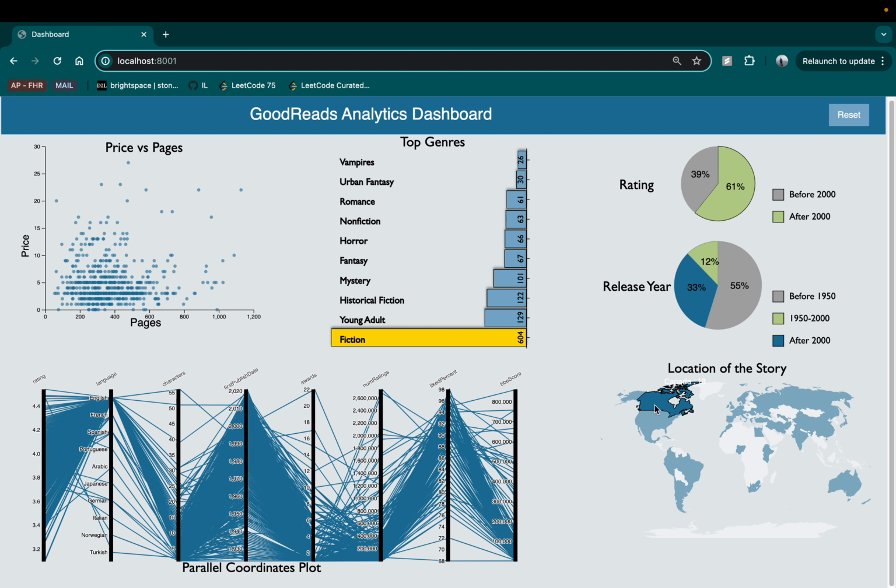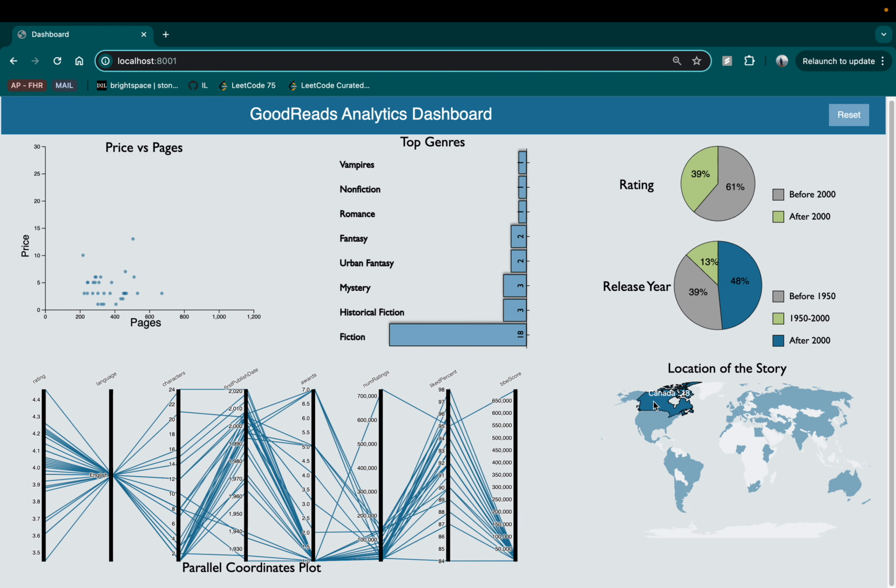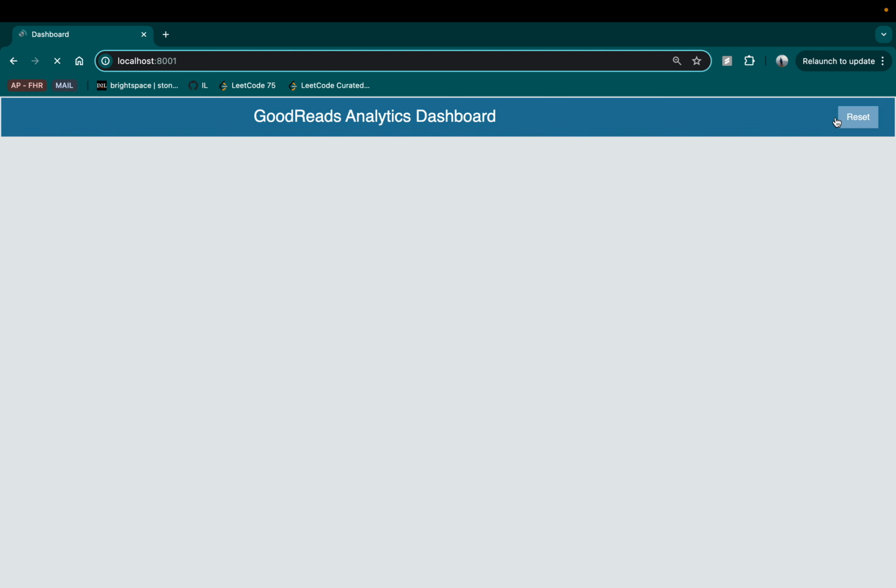Let us see the same when our complete dashboard is interactive. If we click on one particular segment of one attribute, all the other attributes change concurrently. When we press on Canada, the total count of books is 18, and fiction itself consists of 18 books. Historical fiction has 3, mystery is 3, urban fantasy is 2, and fantasy is 2. Similarly, we can observe the same here.